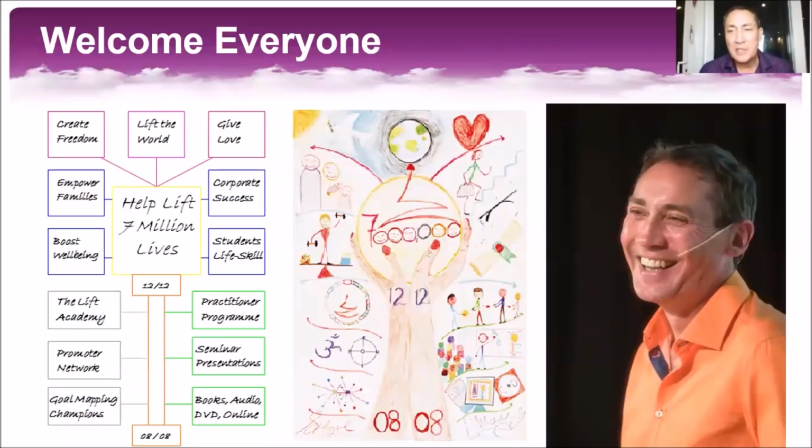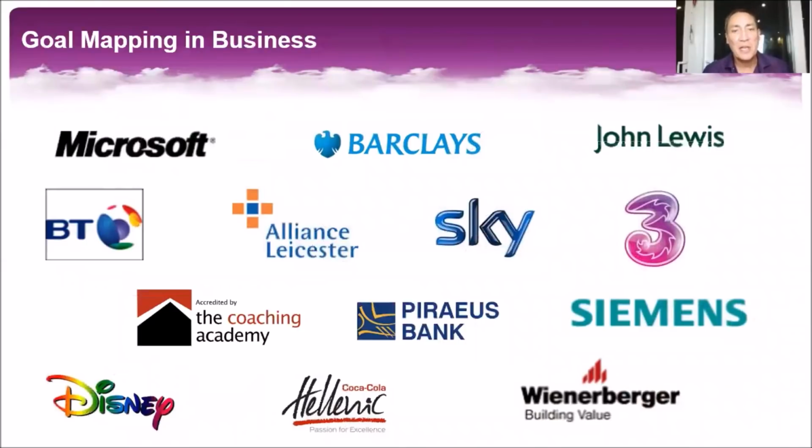So I've been teaching the system around the world in many countries. Here's one of my main goal maps, which I've been working with for some years. It's a long-term goal, which is to help lift 7 million lives. I'm a bit more than halfway so far. And I'm presenting the technique and the whole day workshop and accompanying principles that go with it into big businesses and small businesses, all sorts of organizations, also coaching schools like the Coaching Academy.